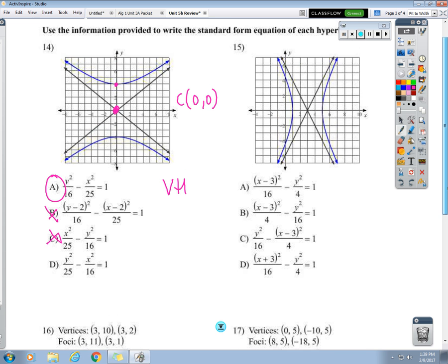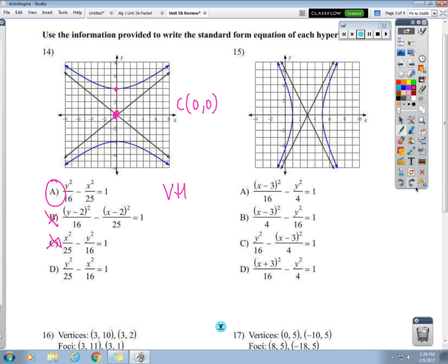Okay, number 15. What type of hyperbola is this? Horizontal, which means what? We can X out C. X has to come first with a horizontal hyperbola. Where is the center of this hyperbola? 3, 0, right? It moved right 3, but then it didn't move up or down. So the h is 3, the k is 0.